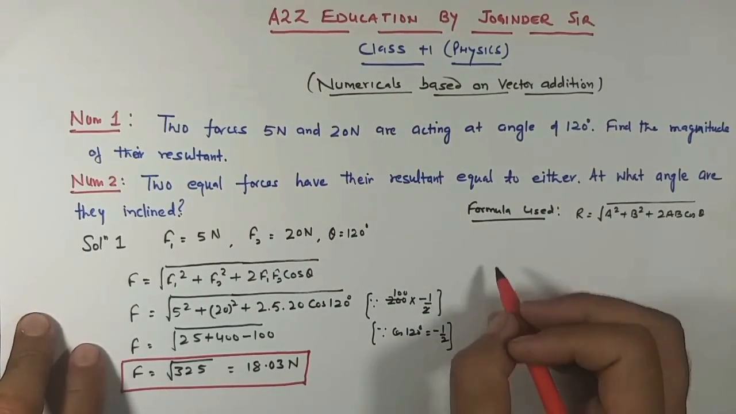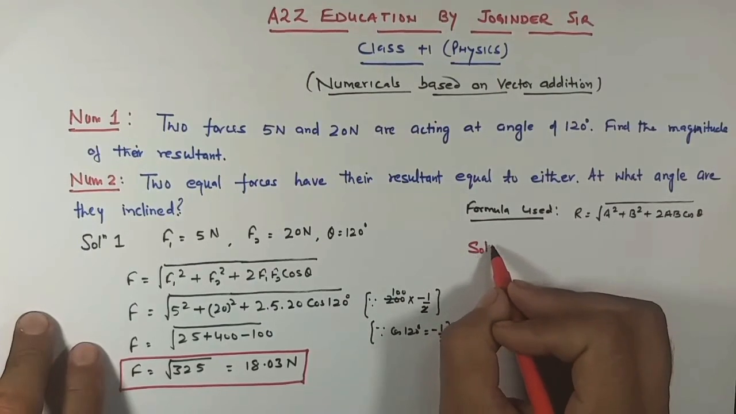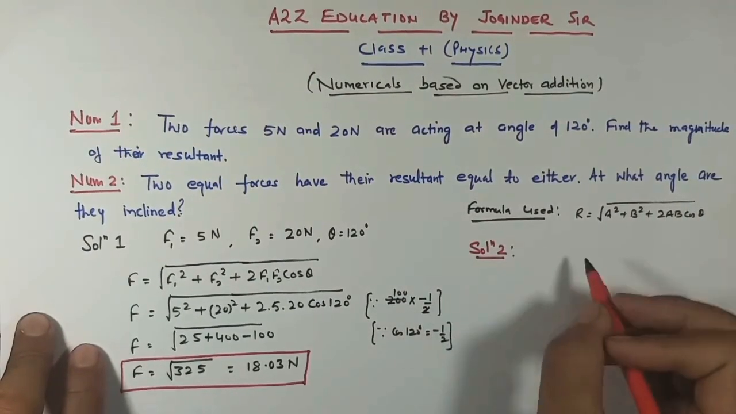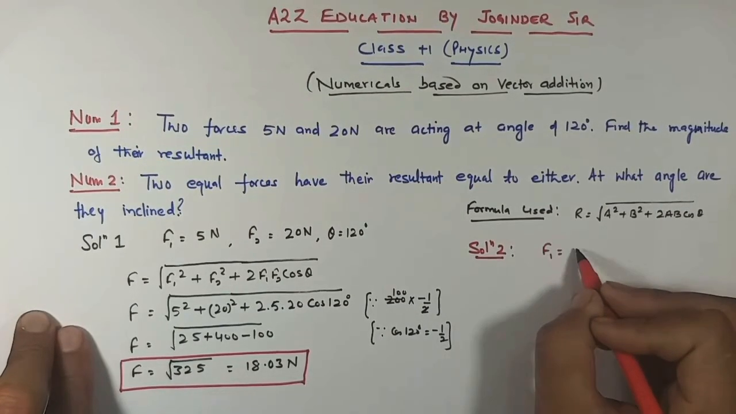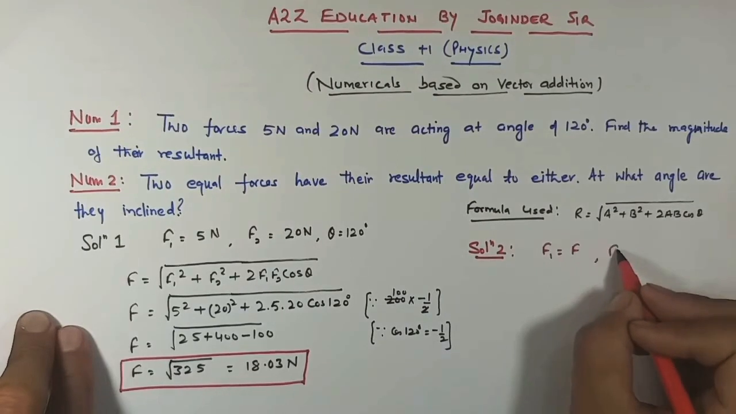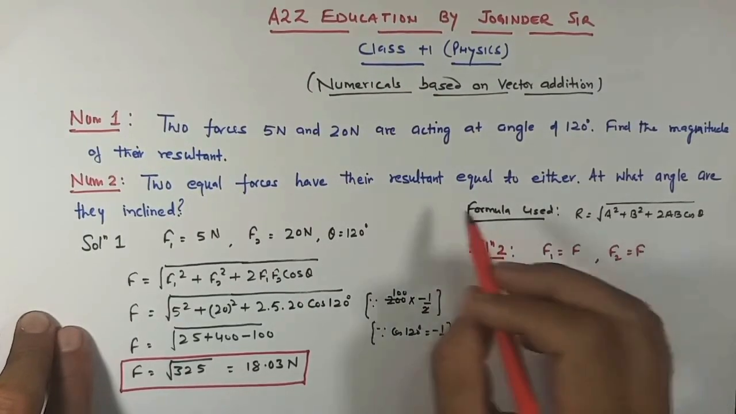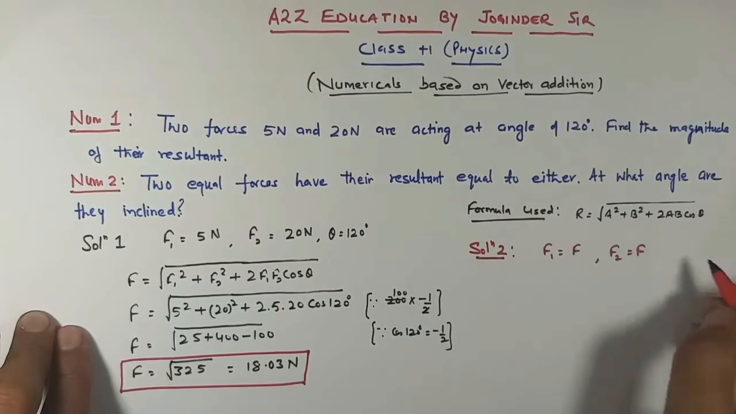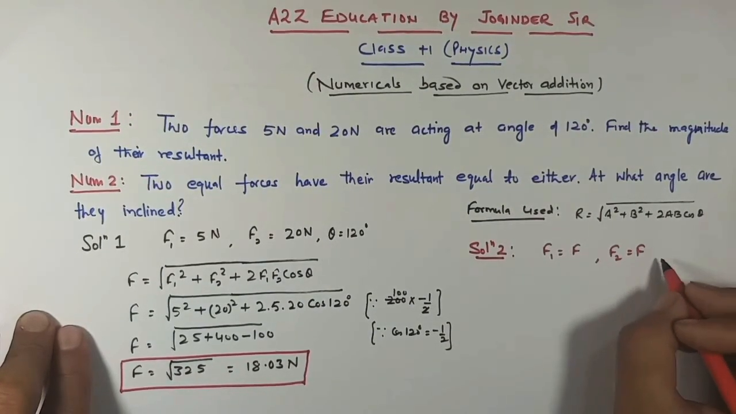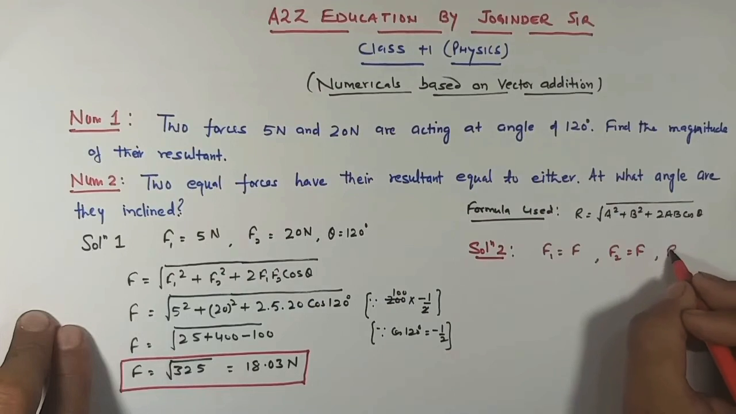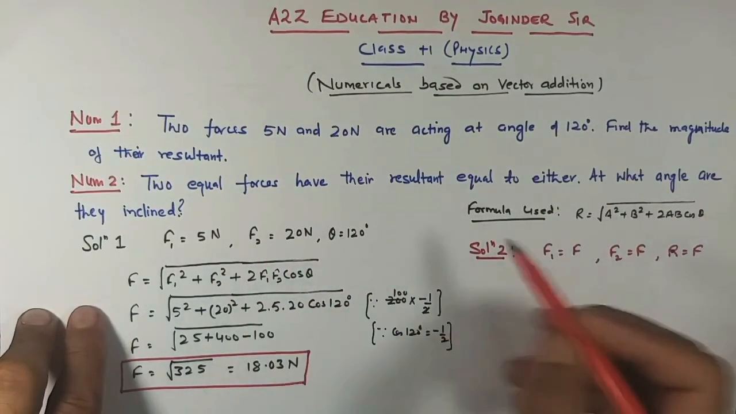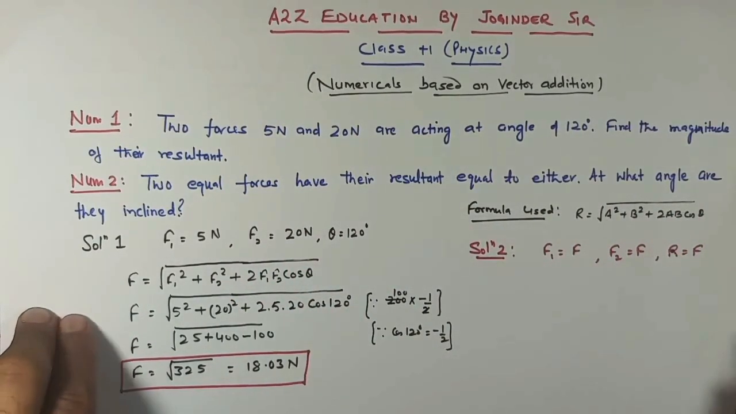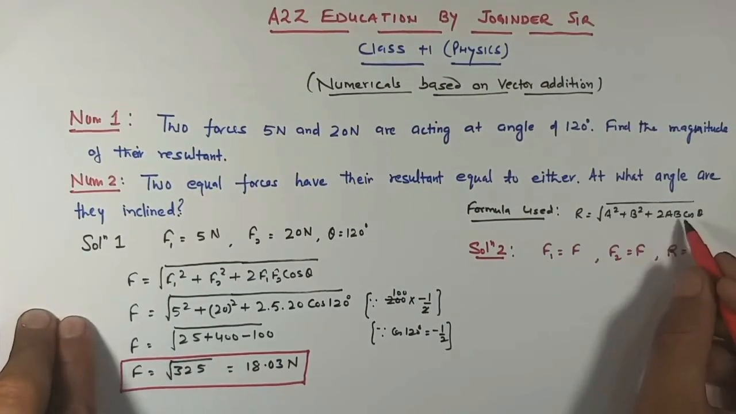Solution for the second. Here suppose F1 is equal to F, F2 is equal to F, and given their resultant is also equal to either of the forces, that is R is also equal to F. We have to find the angle at which they are inclined. So again we will use the formula.